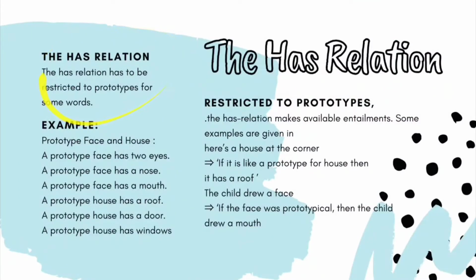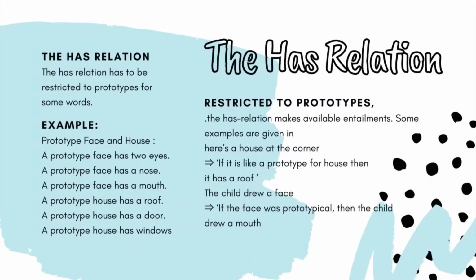This relation has to be restricted to prototypes for some words. The everyday words square, circle, and triangle are also technical terms in geometry, where they have tight definitions. For example, a closed straight-sided figure is a triangle if and only if it has exactly 3 sides. For many words, however, we can only be sure that all the parts are there if the has relation is stated in terms of prototypes. Prototypes are clear central members of the denotation of a word.